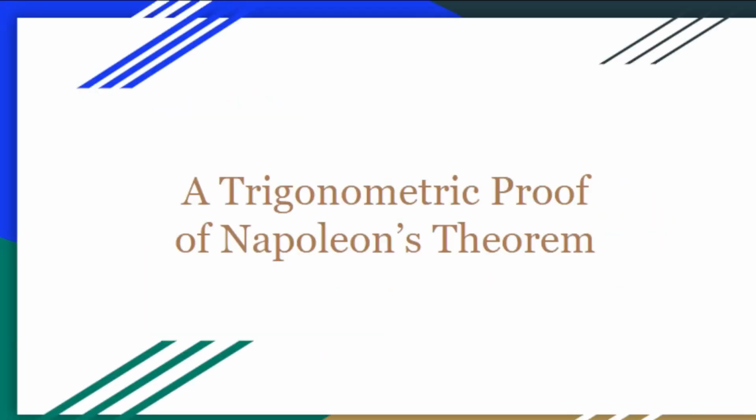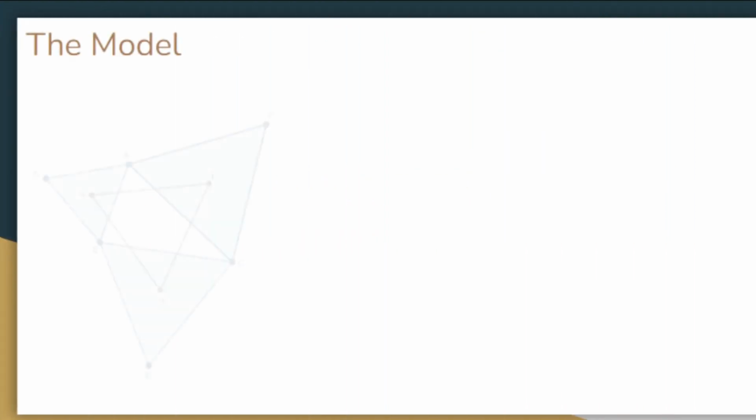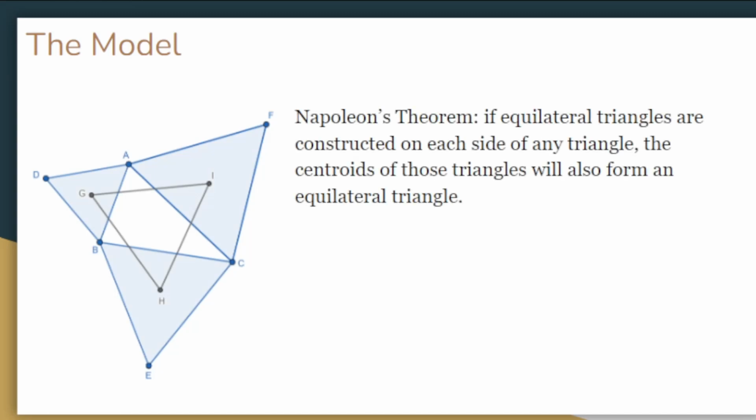Now that we've established a few things, we can begin a trigonometric proof of Napoleon's theorem. To restate what Napoleon's theorem is: if equilateral triangles are constructed on each side of any given triangle, the centroids of those triangles will also form an equilateral triangle when connected.